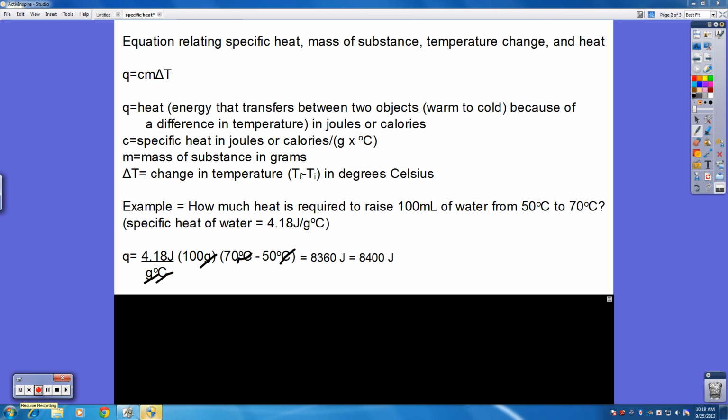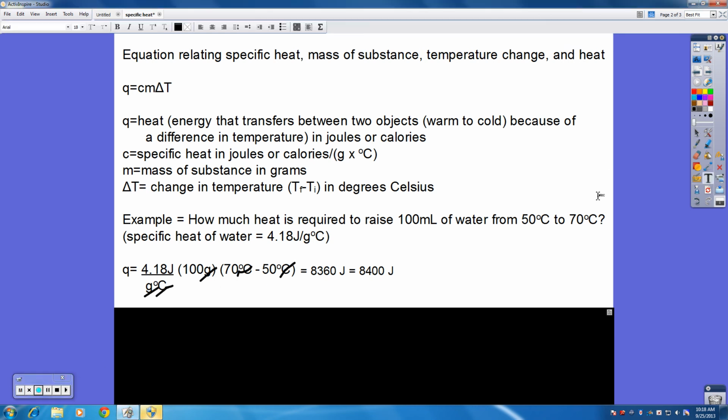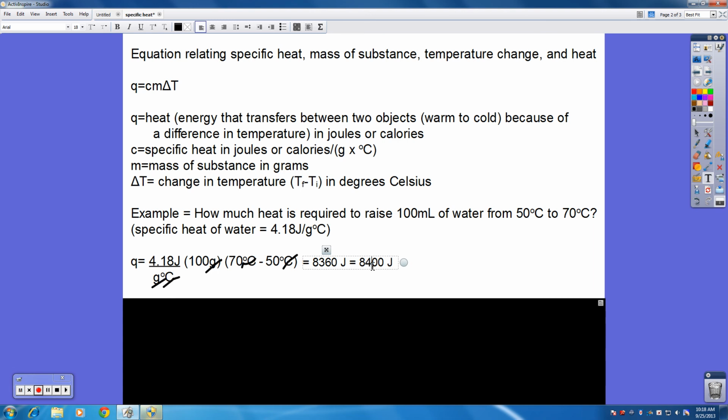And so you should have gotten 8,360 joules. If we're looking at significant figures, we probably should go with one significant figure because we've got the 100. Realistically, I should have made this 3 significant figures, but it doesn't matter. The point being, if you're looking at 2 significant figures for the temperature, oh no, that's 1, 2. All right, so really we should be going with 8,000 joules, not 8,400. I don't like the way I set this up as far as significant figures. There we go, but it's not a big deal.